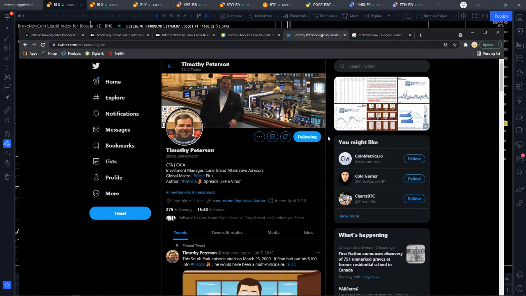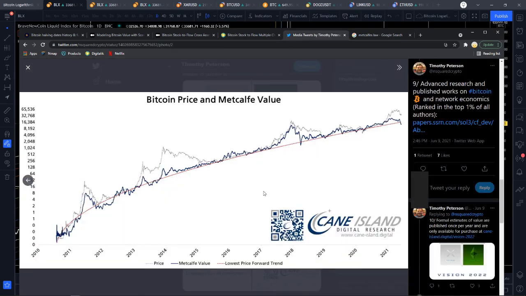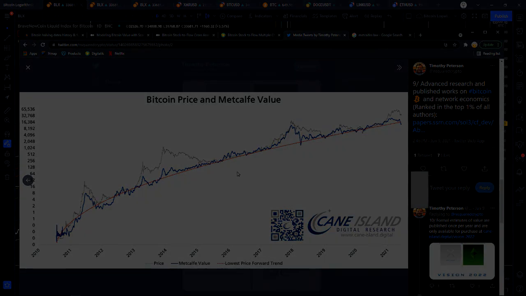Timothy Peterson, also known as N-Squared Crypto on Twitter, has compared Bitcoin to a virus in the past. He's used Metcalfe's law as a way to model the value of the Bitcoin network. Although he hasn't used the stock-to-flow figure as a consideration of the value of the network, he has used the network effect, which gives us a sort of lowest price forward trend using Metcalfe's law and the Gompertz adoption curve. Needless to say, I'm a big fan of Kane Island Digital Research.